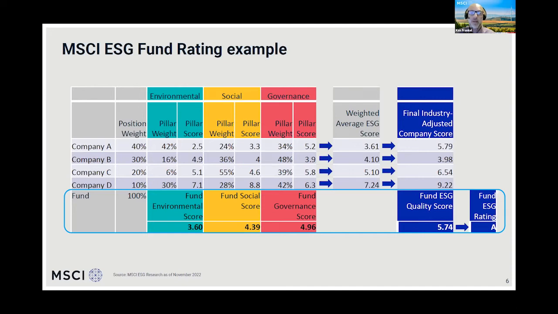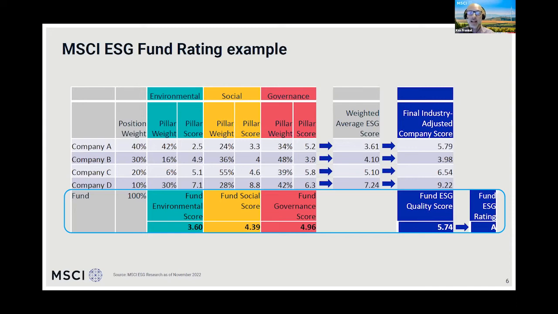So let's focus on the environmental pillar as an example to understand how it's calculated. For each company, the fund position weight is multiplied by the pillar weight. Those are then rebalanced to 100% to get an effective weight that considers the fact that the environment pillar matters more in some industries than in others. For instance, company A with a high environment weight of 42% might be a mining company, while company C with a low environment weight of 6% might be a bank. Those newly calculated effective weights are then multiplied by the environment scores to calculate a weighted average score. That's the fund environment score of 3.6 shown at the bottom.